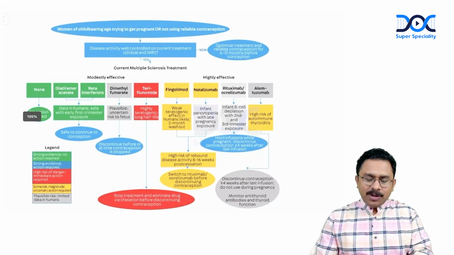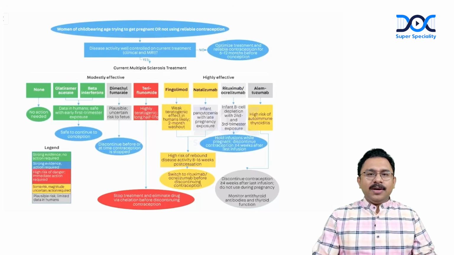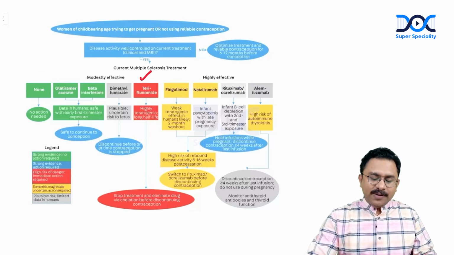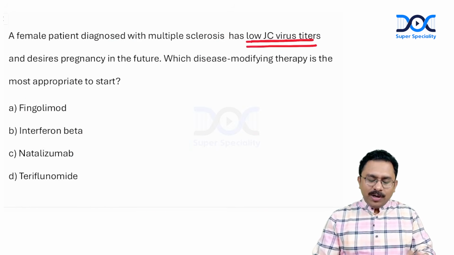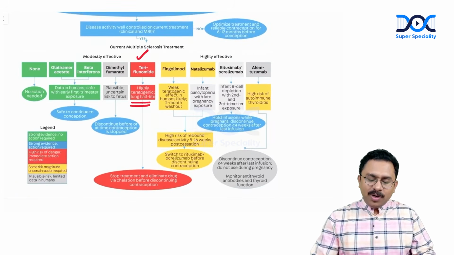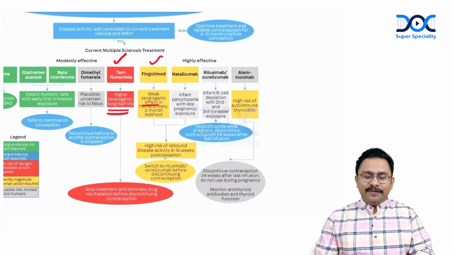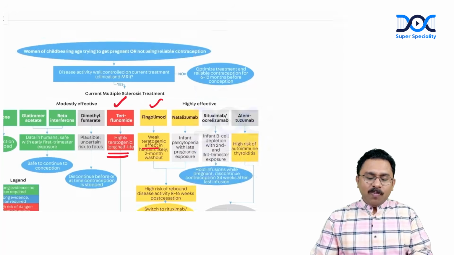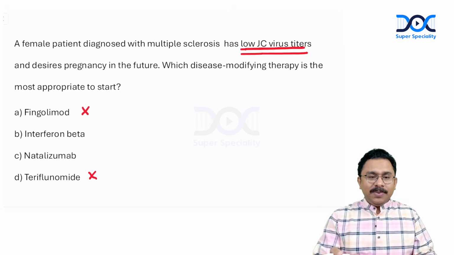This flowchart that you are seeing is very important and will help you make decisions related to such questions. Teriflunomide, which is given in the options, is highly teratogenic as you can see. So there is absolutely no way that you consider teriflunomide. And what about fingolimod? You can see that fingolimod also has a weak teratogenic effect. That is one problem with fingolimod, so that also is not a favored drug when you consider pregnancy.